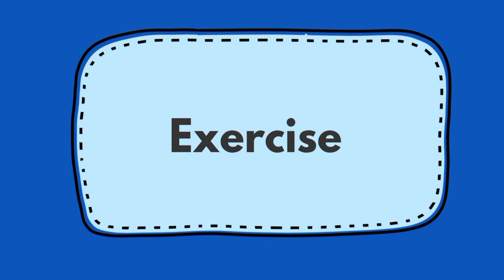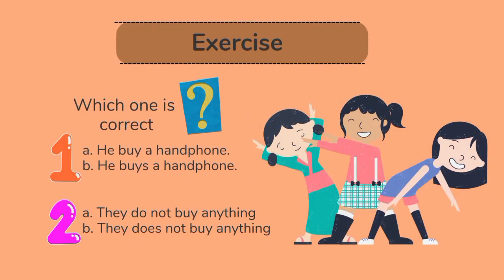So, all material have been given. To check your understanding, I would like to give you an exercise. Here is the exercise. Which one is correct? For the number 1, A. He buys a handphone, or B. He buy a handphone. Then for the number 2, A. They do not buy anything, or B. They does not buy anything.